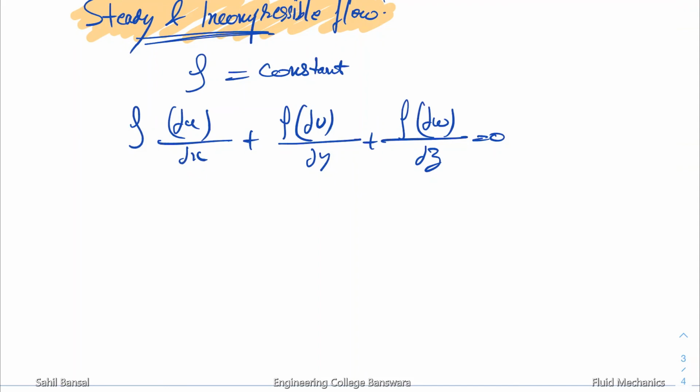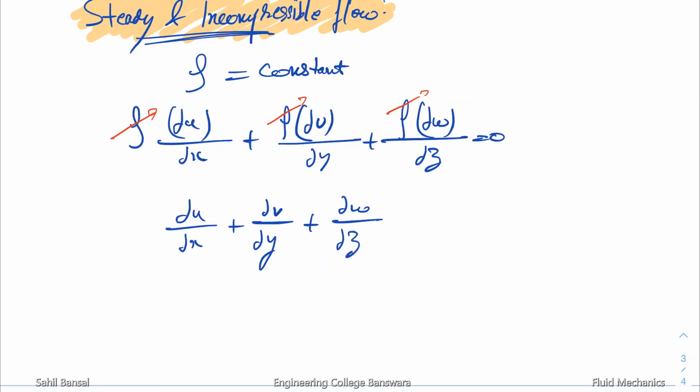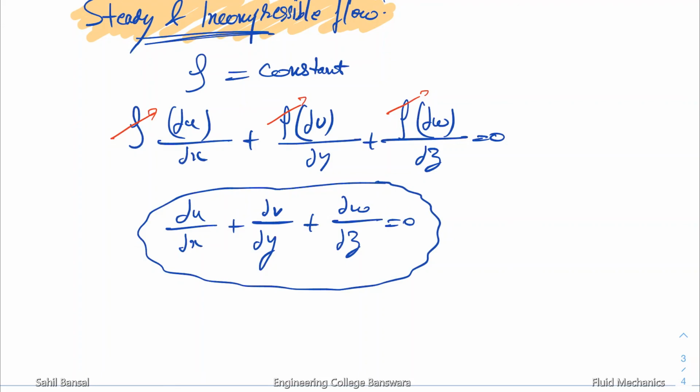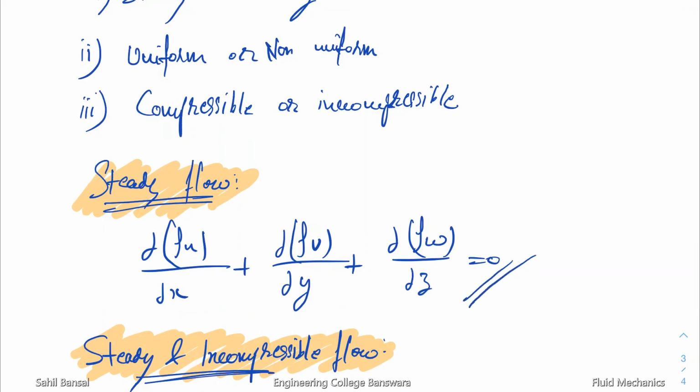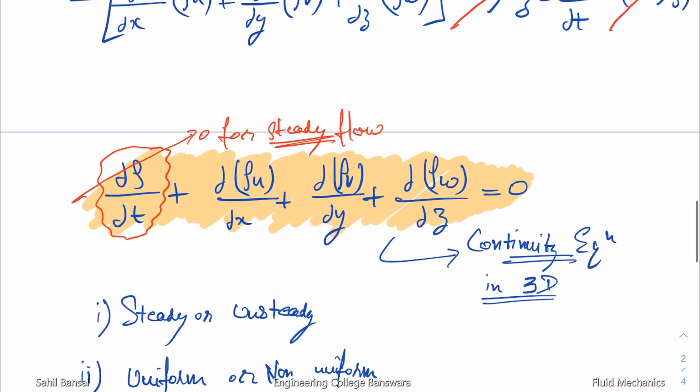So I will cancel out the rho from all the three parameters. My final equation for steady incompressible flow in 3 dimensions will be del u by del x plus del v by del y plus del w by del z equal to 0. This is my continuity equation for steady incompressible flow. This is my continuity equation for steady flow, whether it is incompressible or compressible, it's valid for both the cases. And this is my master equation for continuity equation in 3D.